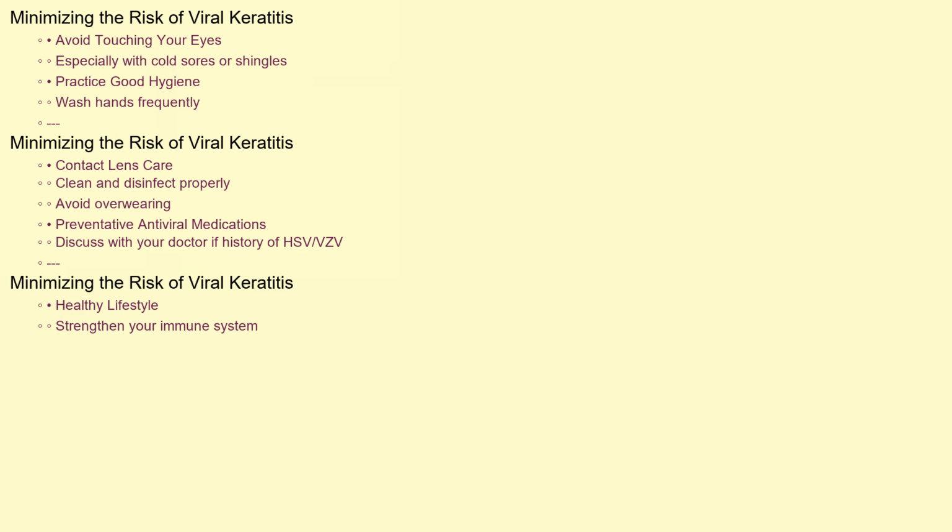While completely preventing viral infections can be challenging, there are steps you can take to minimize your risk of viral keratitis. Avoid touching your eyes, especially if you have a cold sore or shingles. Practice good hygiene by washing your hands frequently. If you wear contact lenses, clean and disinfect them properly and avoid overwearing them. If you have a history of HSV or VZV infections, talk to your doctor about preventative antiviral medications, which can help reduce the frequency of recurrences. Keeping your immune system strong through a healthy lifestyle can also help.